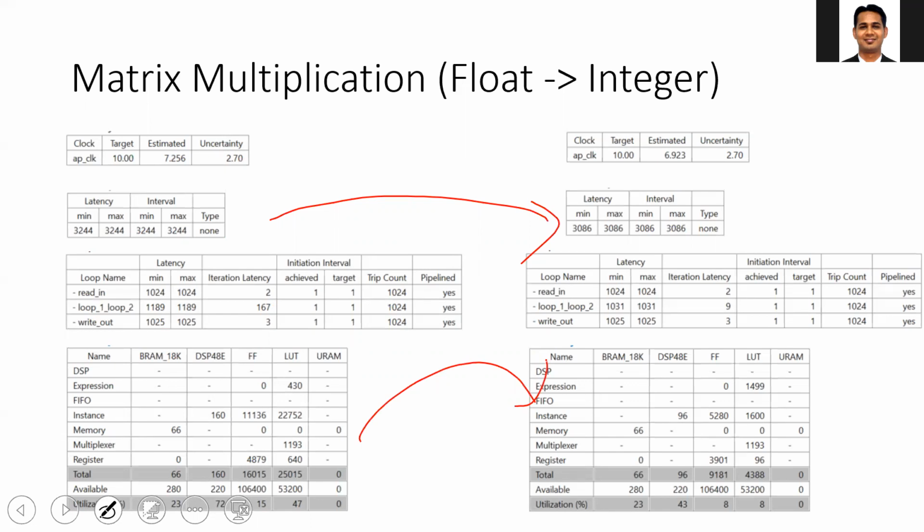As we know, integer arithmetic is much simpler than floating point arithmetic, so you can see that the number of resources required is significantly reduced. But at the same time, the number of block RAMs remains the same. Why? Because floating point is a 32-bit number, and integer here we are also considering a 32-bit number. So in terms of storage there is no improvement, but in terms of arithmetic, it's a significant improvement in the utilization of the resources.